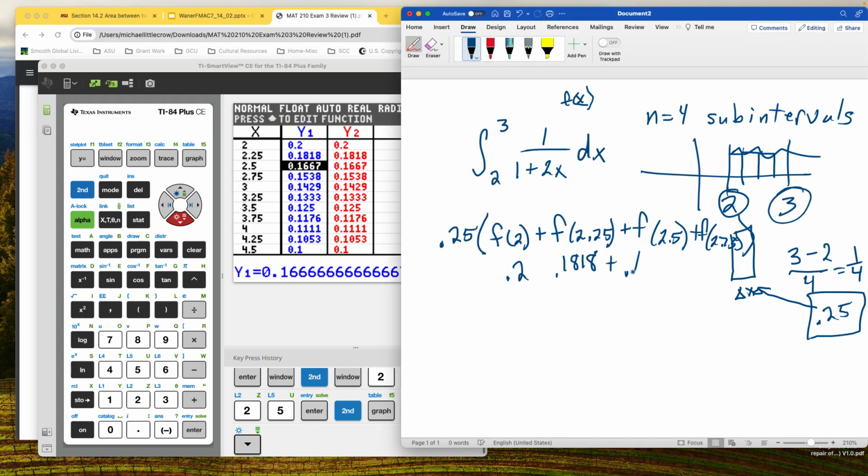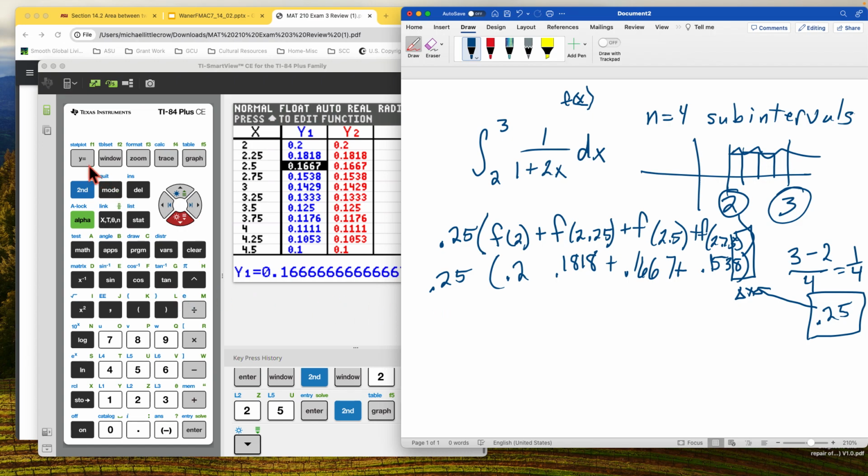Then 2.5 is 0.1667. I'll just go to 4 places for this, and then 2.75 is 0.1538. Okay, we're going to add all those together and multiply by 0.25. Remember, 0.25 is the base of each of those rectangles that we factored out. These are all the heights of those rectangles. Then we will have the area.